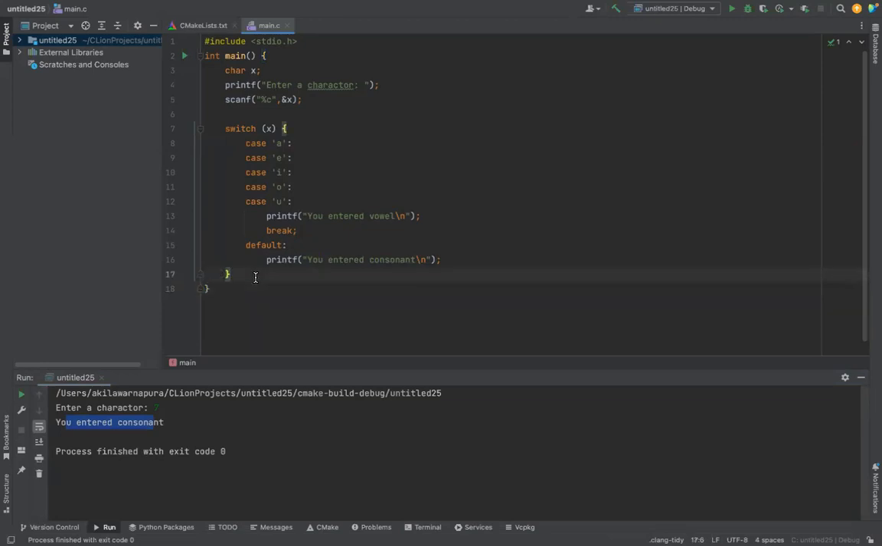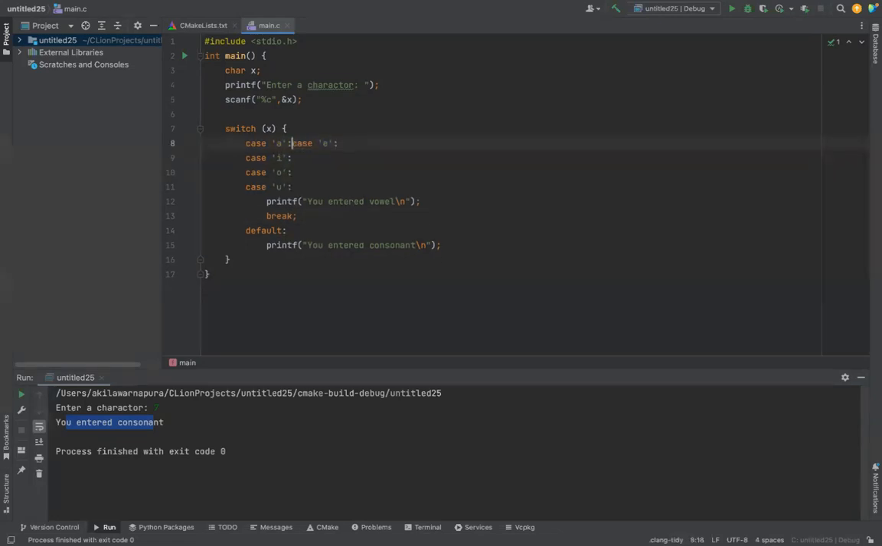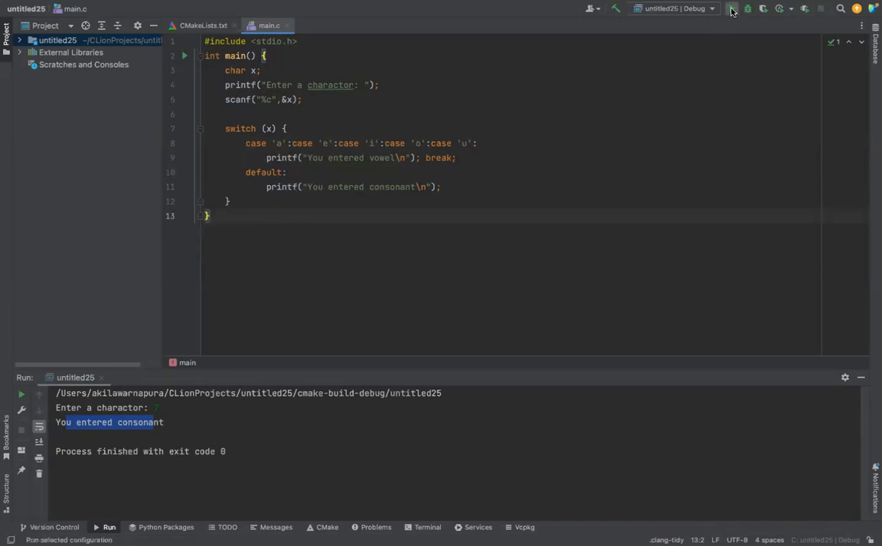And we can rewrite this in a very simple way on the same line. It is not required to put A, E, I, O, U on several lines. So we can write them on the same line: A, E, I, O, U. If the case is A, E, I, O, U, then printf this, otherwise break can also be provided on the same line. Default: printf you entered consonant. Okay, we can run this. U, vowel.